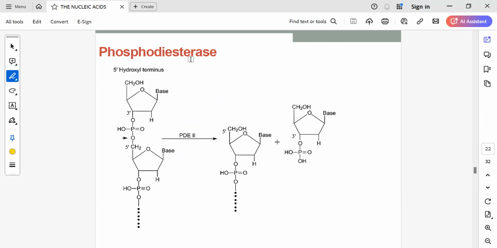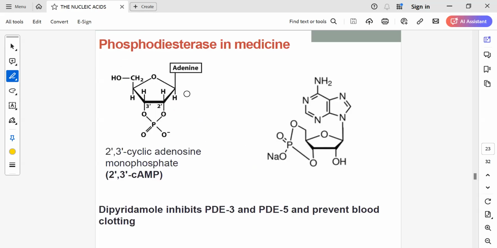Then what is phosphodiesterase? It's an enzyme that clips the phosphodiester bond in polynucleotides. Look at it. This is the phosphodiester bond, so it clips on this oxygen. And that is how we have these two components being broken. Okay? So they split into two different nucleotides.